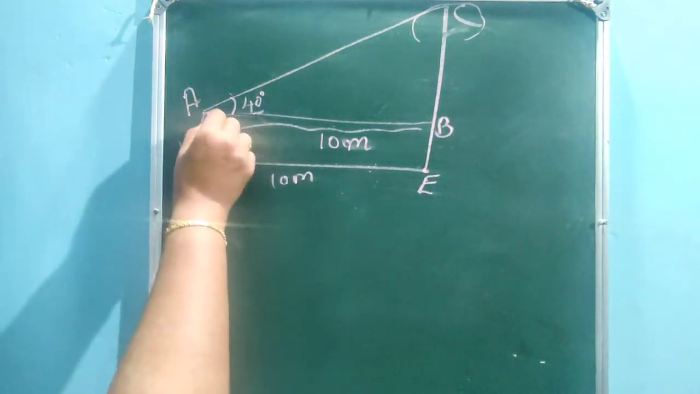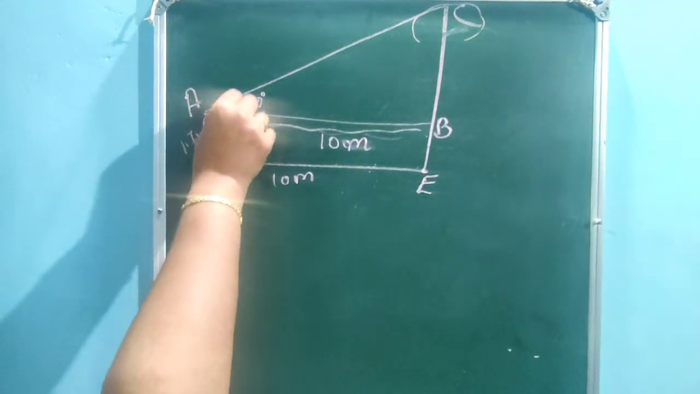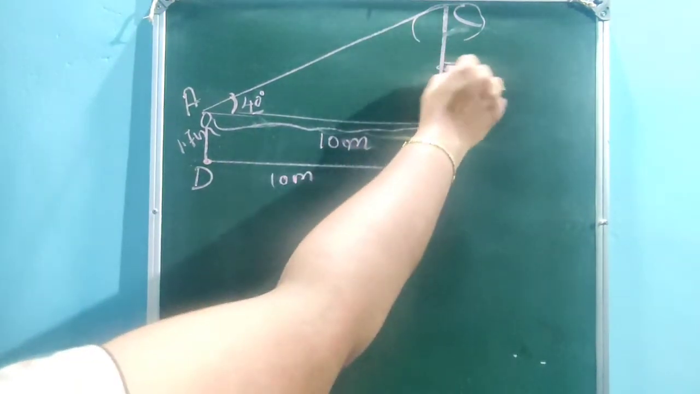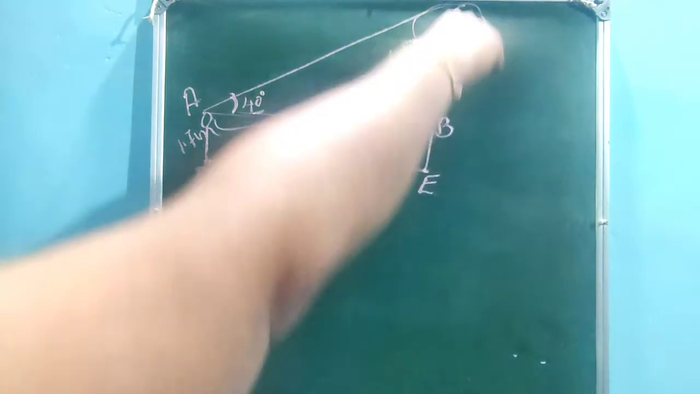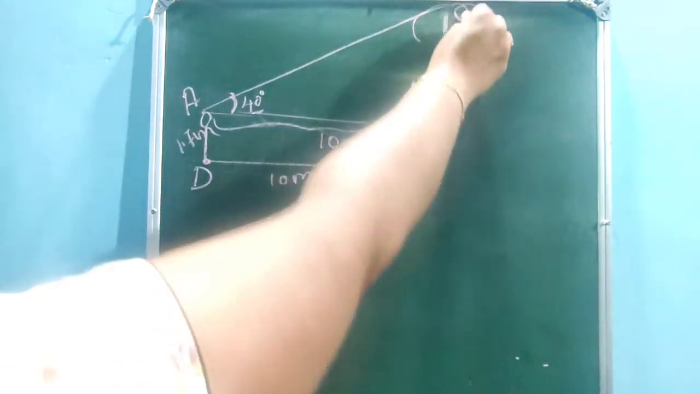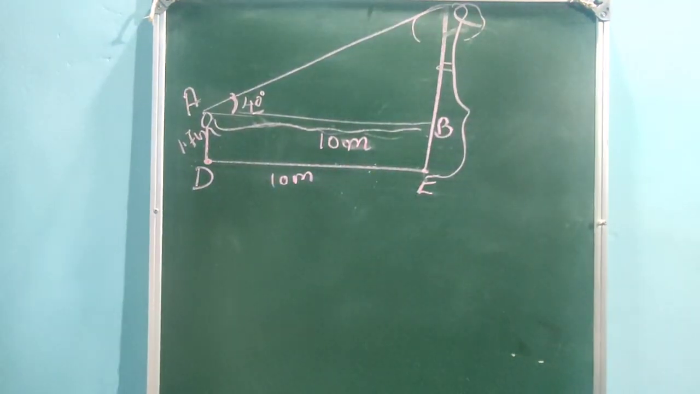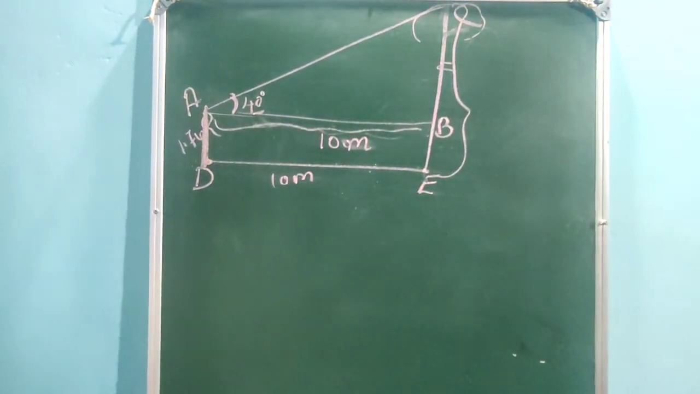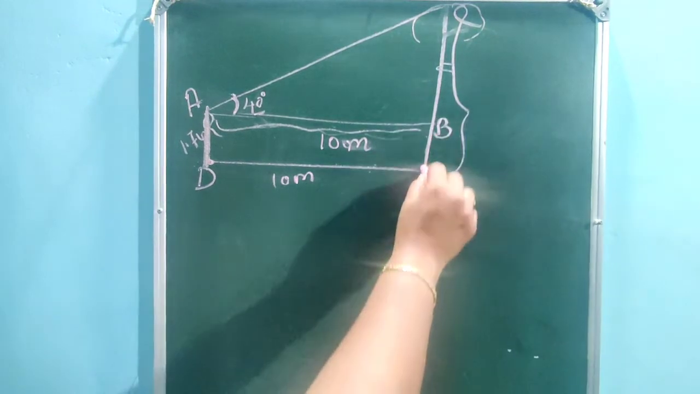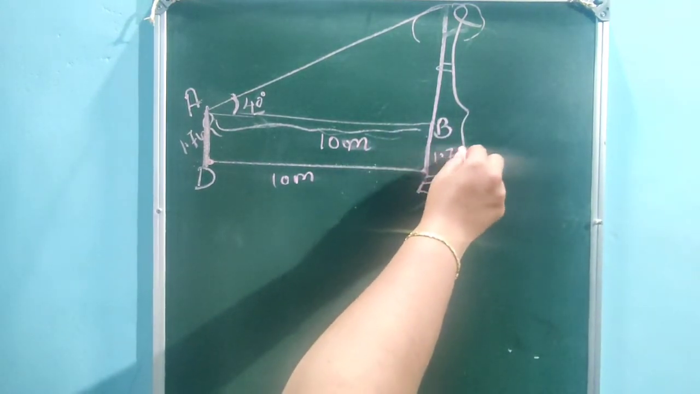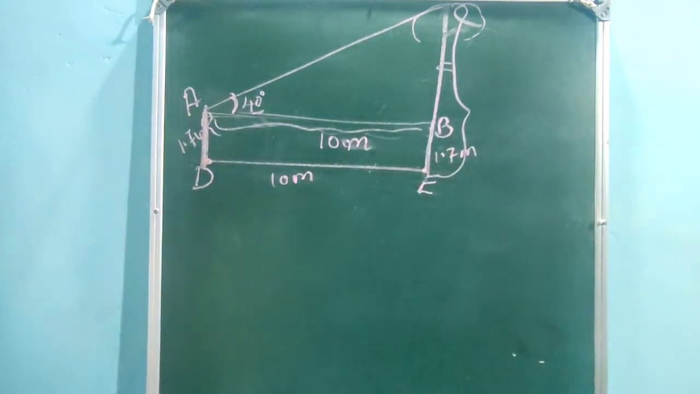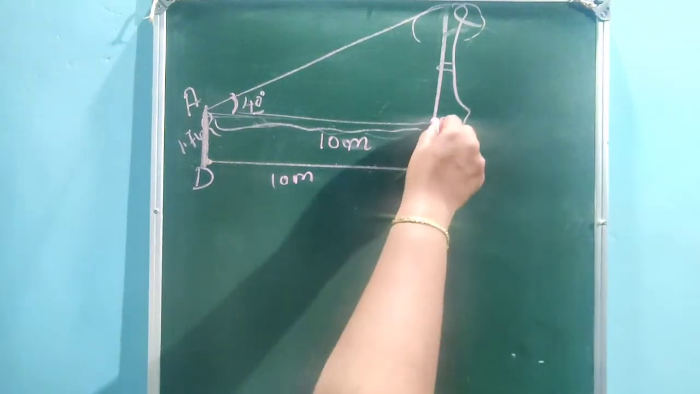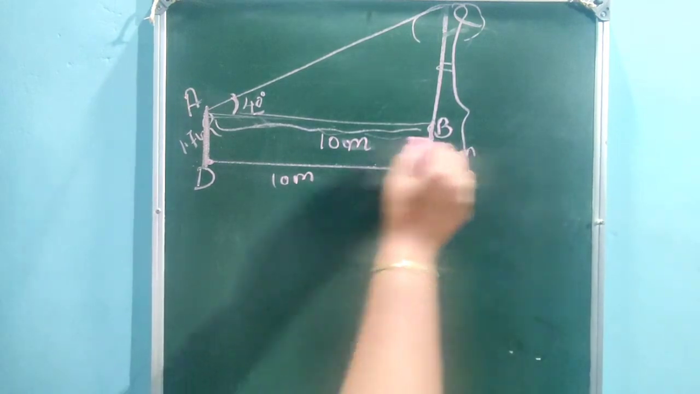Then this one is the adjacent side of this 40 degrees. Then what about this side? CE is the total height of the tree. And this is the height of the man, that is 1.7 meters, and this BE is also equal to 1.7 meters, right? Because this is the straight view of the man. So this distance is equal to 1.7 meters.